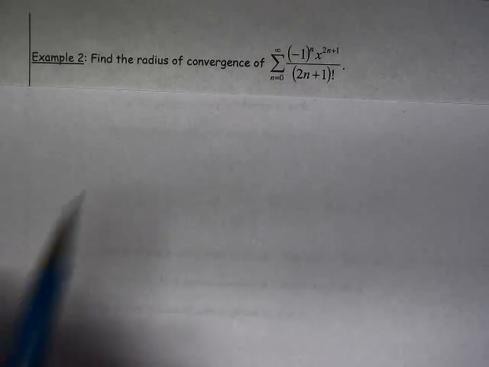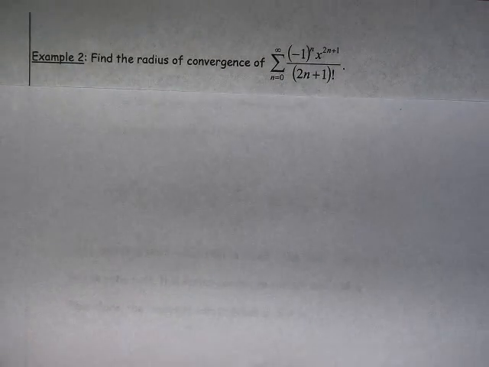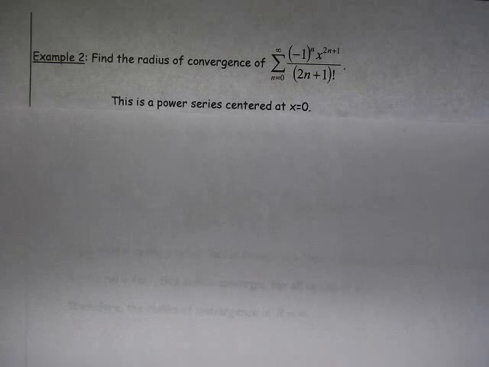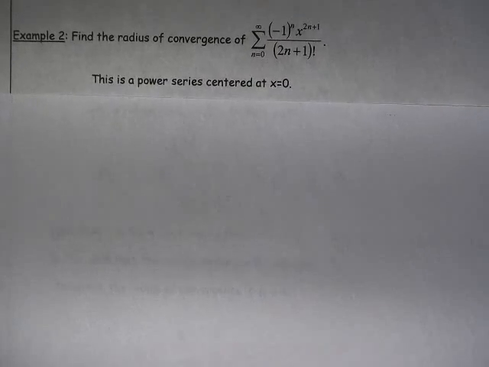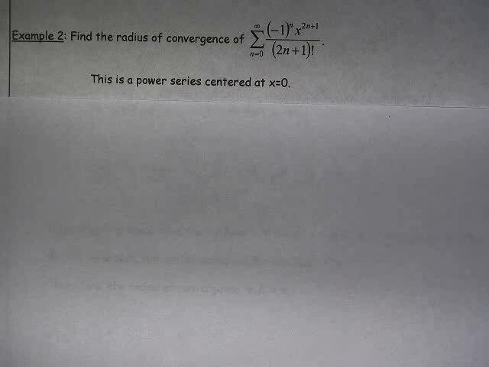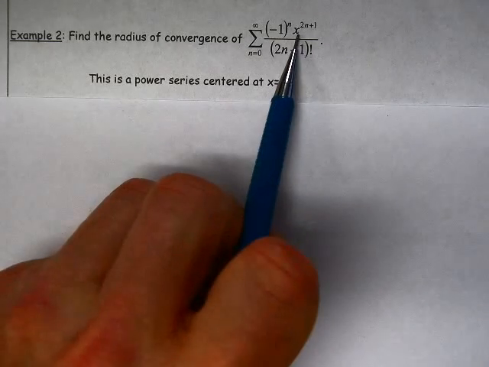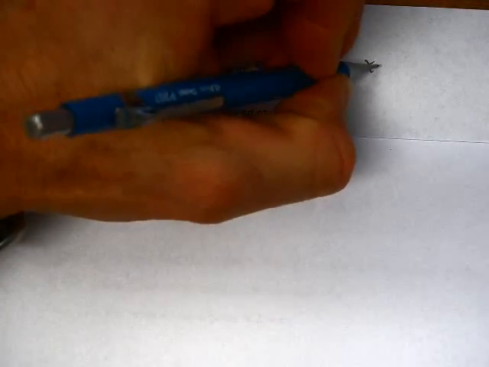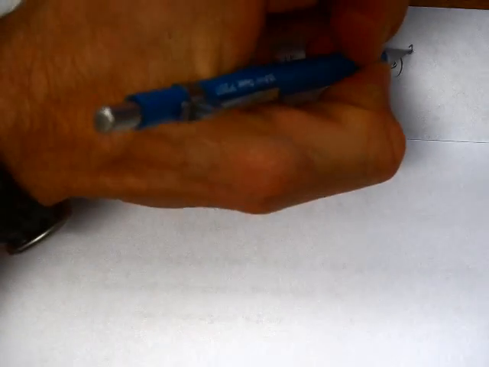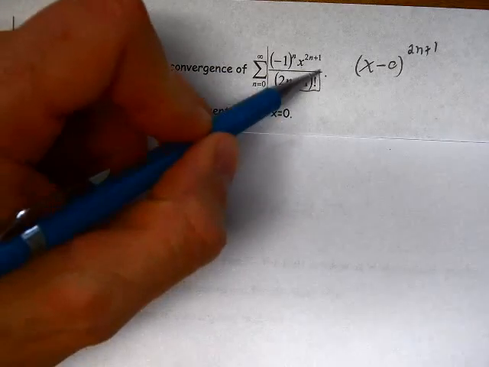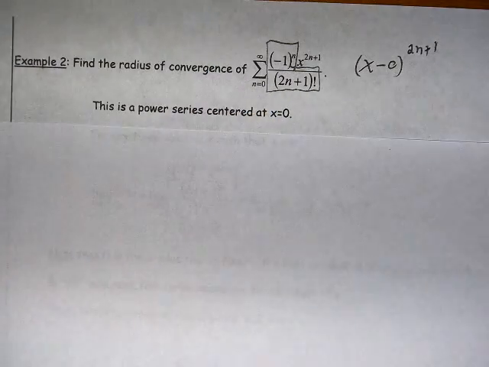Second example, we want to find the radius of convergence for this power series. Alright, this is a power series centered at x equals 0. Notice here that this term, x to the 2n plus 1, is really x minus 0 to the 2n plus 1. And the rest of this is our coefficient.